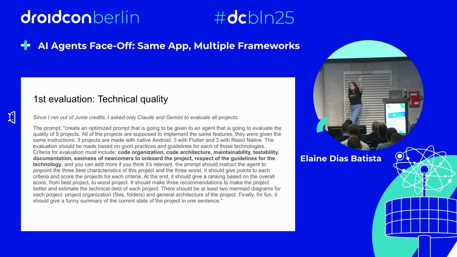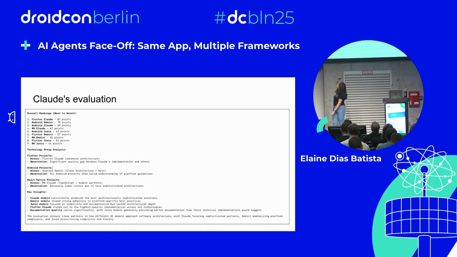And then I did 2 evaluations. The very first one, basic technical evaluation, say, okay, evaluate code organization, code architecture, maintainability, and so on and so forth. And here are the results. This is what Claude thought of the project. And then I said, okay, so you make rankings, make points, and show your results. So the best one was actually Flutter Claude, 87%, and Android Gemini, 79%. The worst, React Native Juni, 44%.